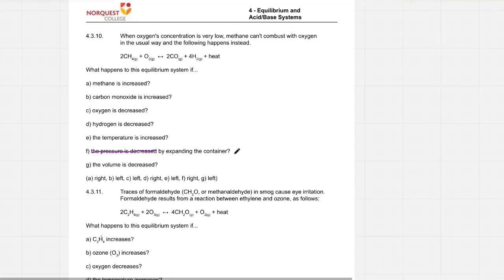By expanding the container, that means a higher volume. What do we have here? 3 moles of gas on the left. 2 plus 4 is 6 moles of gas on the right. Heat doesn't count. It doesn't take up any space. So this system is bigger on the right, smaller on the left. If we expand the container and provide more space, the system will go to its bigger side. It'll shift right. Volume is decreased. It'll go to its smaller side. It'll shift left, the opposite of before.